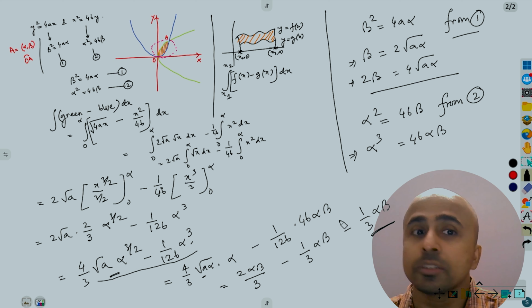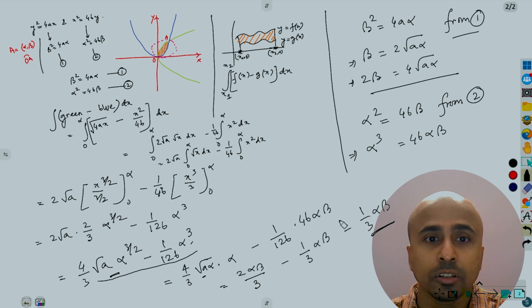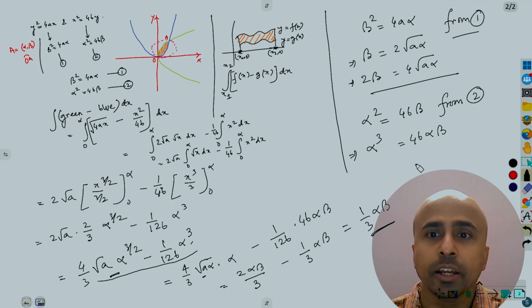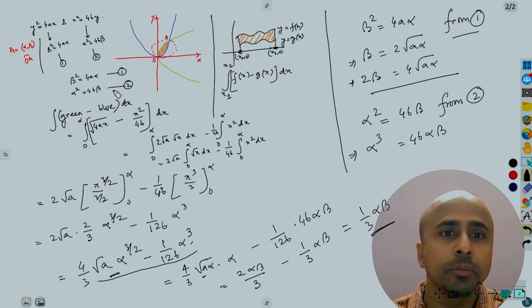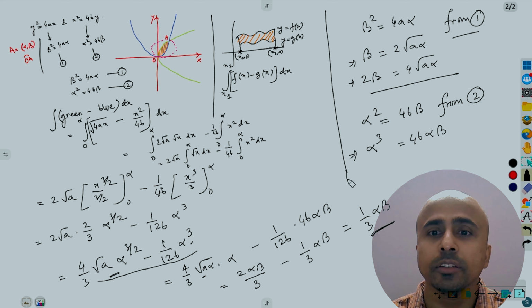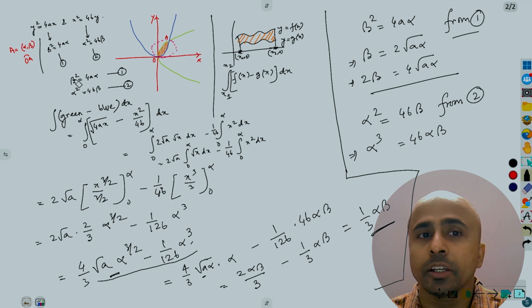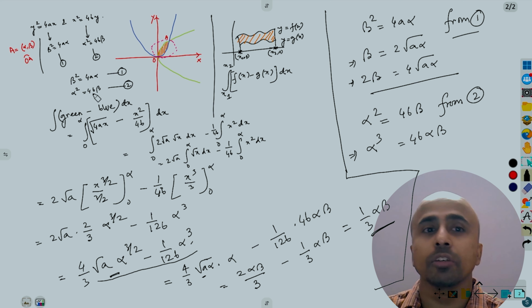But still we didn't get the answer. We are close to the answer, but this is not the answer. We have to convert it into A and B. For that, we can multiply this 1 and 2. If we multiply 1 and 2, on the left hand side you will get beta square alpha square, and on the right hand side you will get alpha beta, and then one alpha beta will get cancelled out and we'll get the product alpha beta.